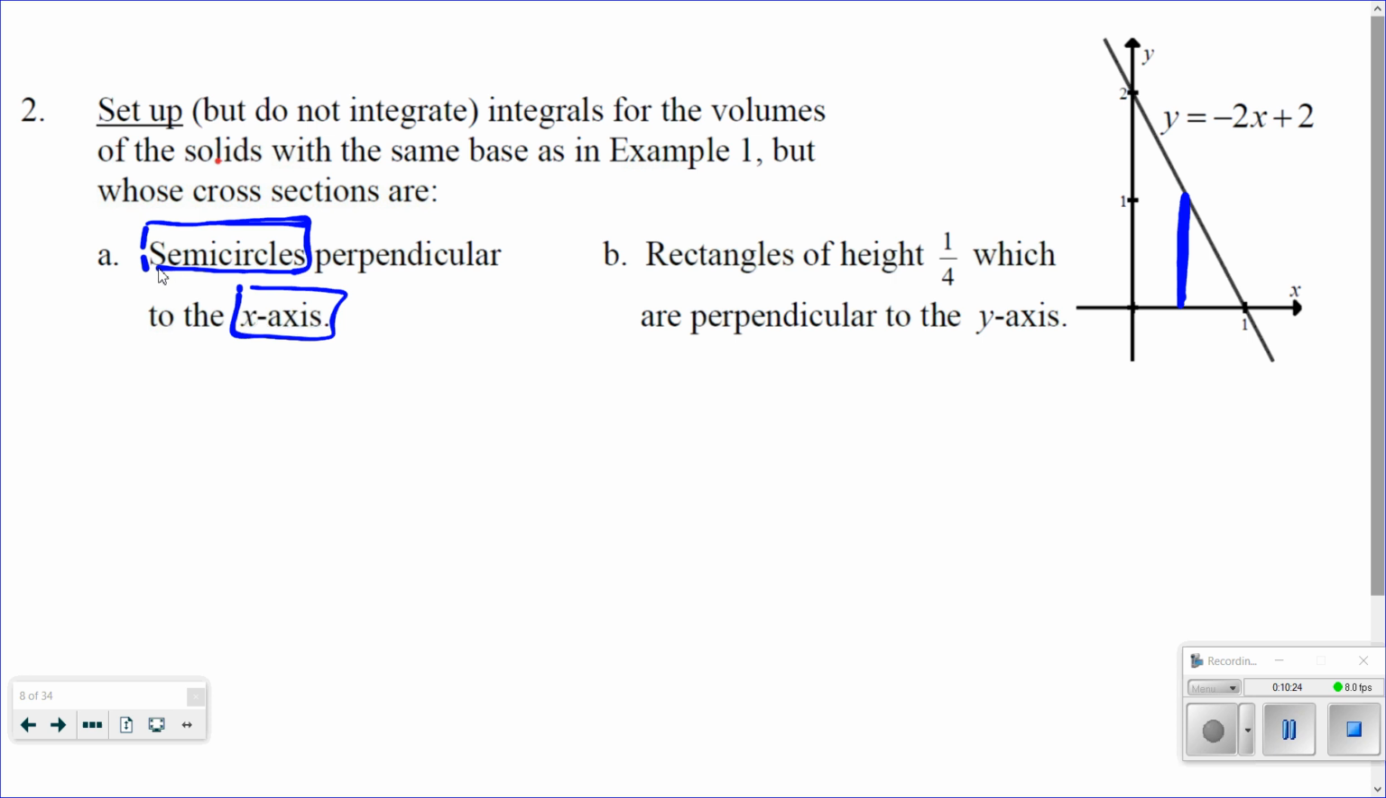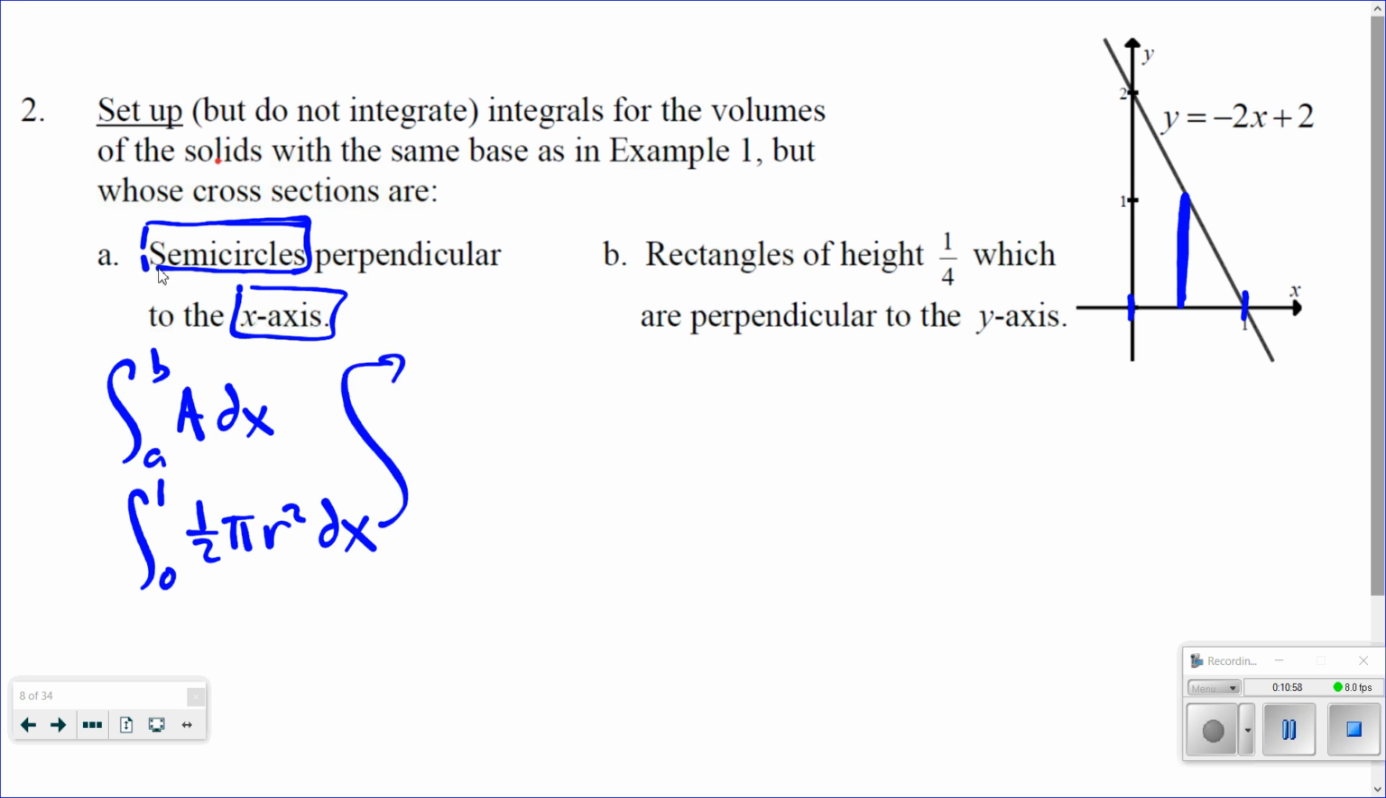Okay, so set up our integral. It's going to be the integral from a to b of, we take the area times this dx because it's perpendicular to the x-axis. So that's going to be the integral from, just look at your, it's in terms of x. So I'm going from when x is 0 to when x is 1. My area formula, I'm doing semicircles. So the formula for a semicircle is 1/2 pi r squared, and it's going to be dx. Okay, we can move the 1/2 and the pi out. So I'm going to come up over here. I have 1/2 pi times the integral of the radius squared dx.